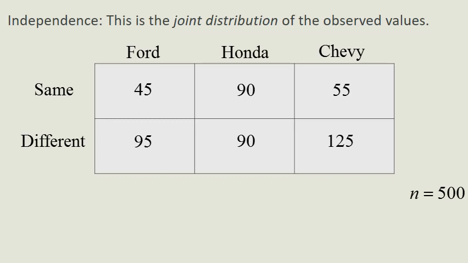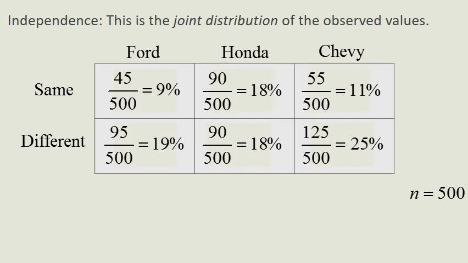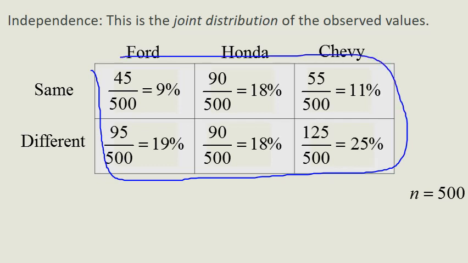Next, we'll look at the idea of independence. We'll begin by finding the joint distribution of the two variables. The joint distribution is relatively simple to do. We just need to divide every number by the sample size, 500. That gives us these percentages. This is the joint distribution of car brand and customer loyalty. And all of these numbers must add up to 100%. An experienced statistician might be able to glance at these numbers and tell that they are not independent, but let's see how it works.